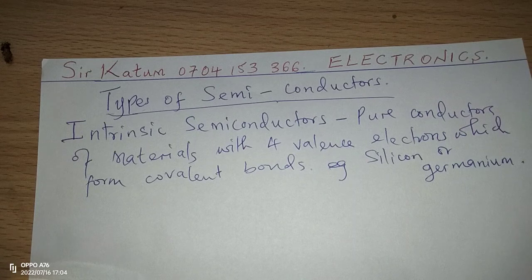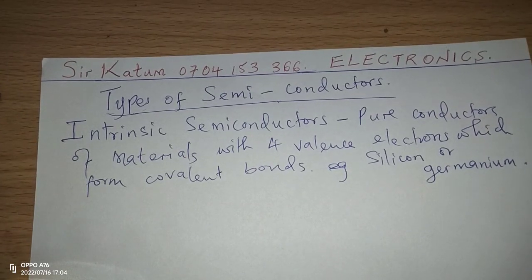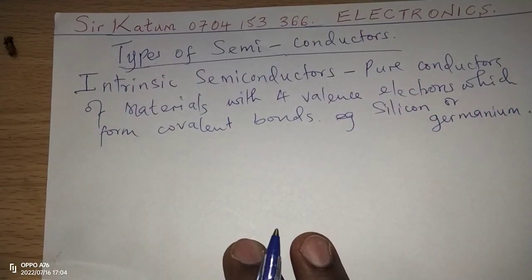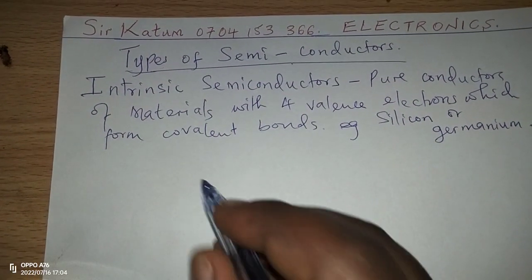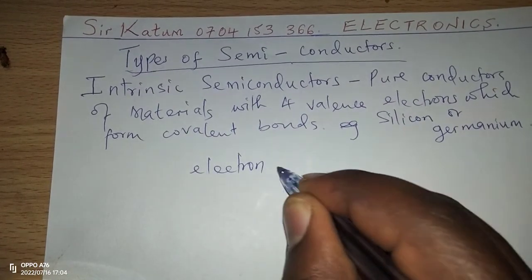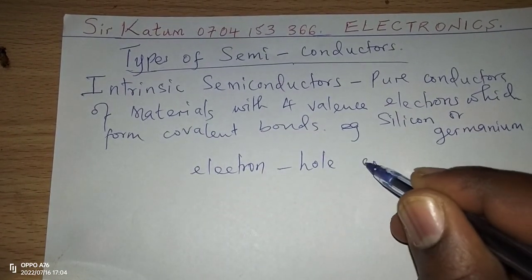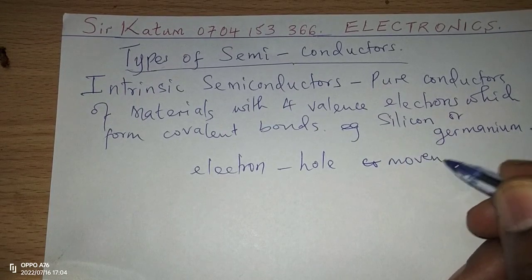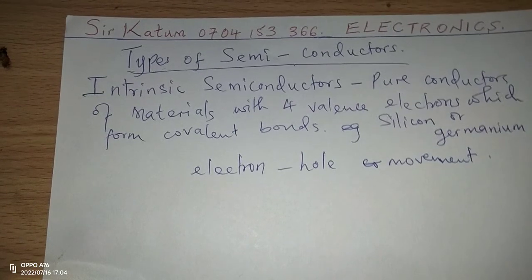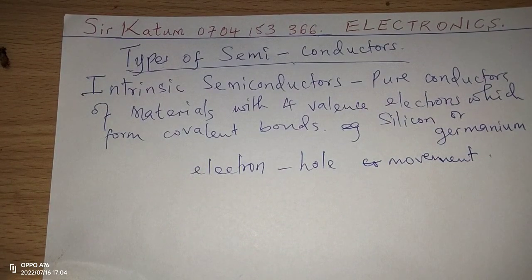Therefore, you find the 4 electrons can either be lost or gained. That is why we're saying they are neither metals nor non-metals. That's why they behave like insulators at some point, and again like conductors. So these are pure semiconductors, whereby it is strictly conduction by electron hole movement. Electron hole movement is the only means of conductivity in intrinsic semiconductors.